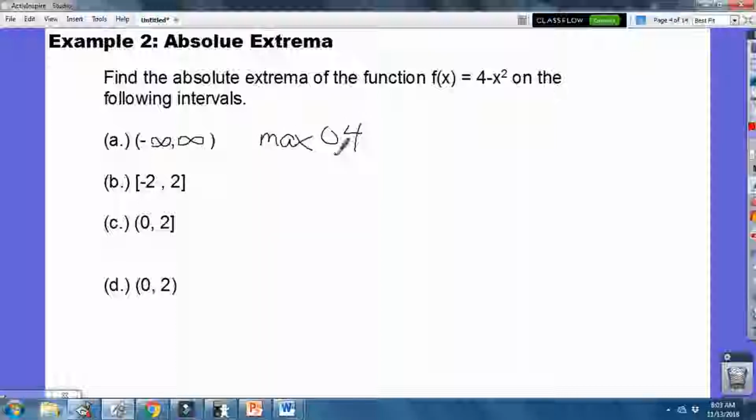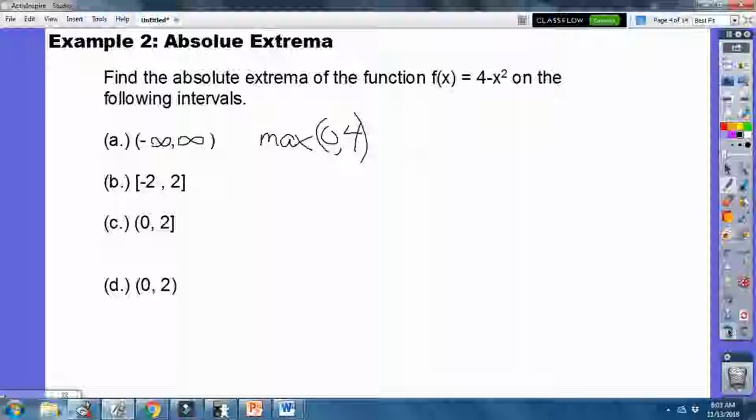I'm going to say the point is (0, 4). And the minimum, well, the graph continues to go down towards -∞. So since the definition of a minimum says that it's the lowest point, there is no lowest point. No matter what point you pick, I can pick a point that's lower, so there is no minimum in this problem.